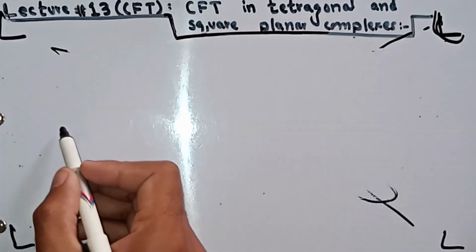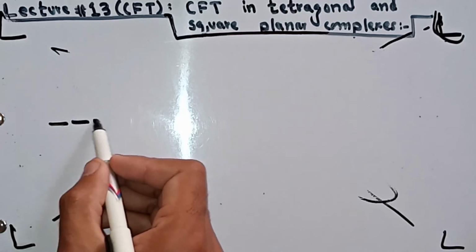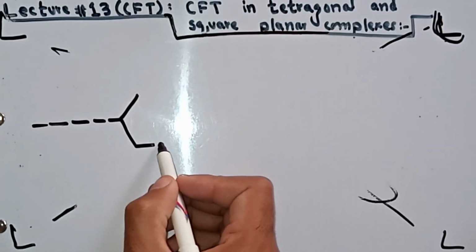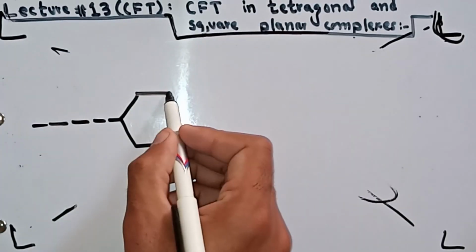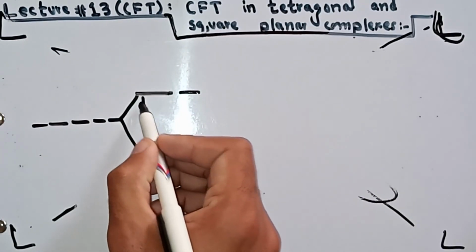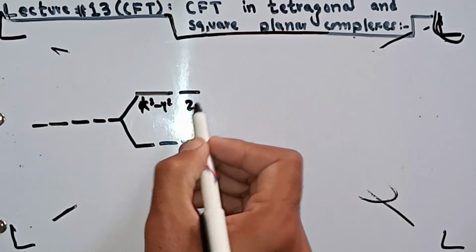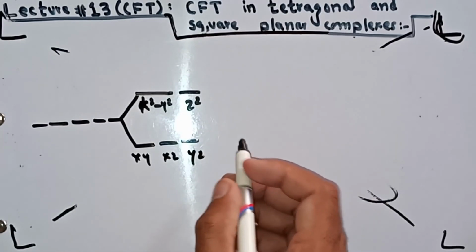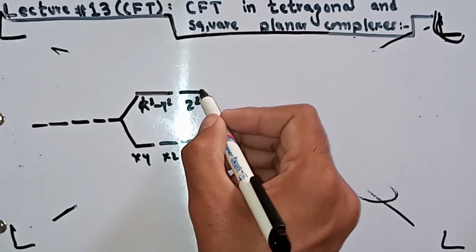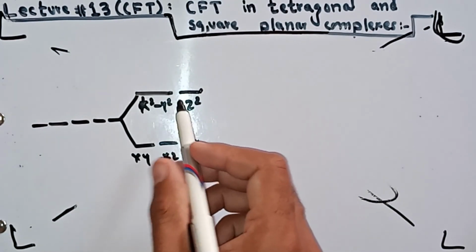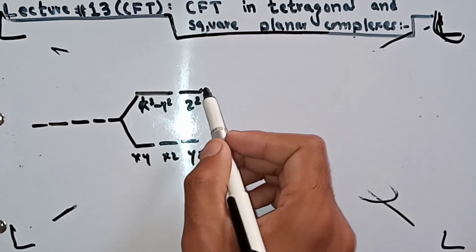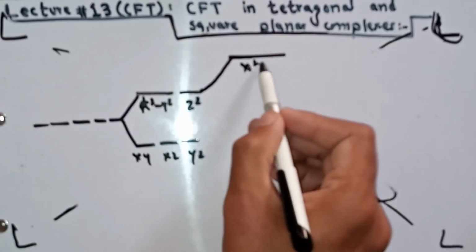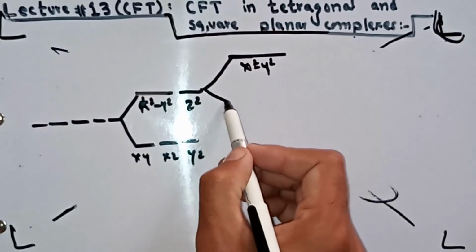How will the splitting occur? If octahedral splitting occurs, what will be the case in octahedral? Each orbital has high energy: dx square minus y square, dz square, xy, xz, yz. What will happen? There are two cases. All the ligands are approaching in the xy direction, so the energy of x square minus y square will increase.